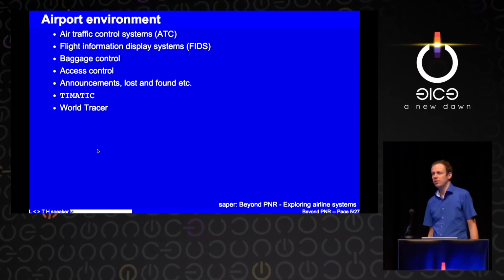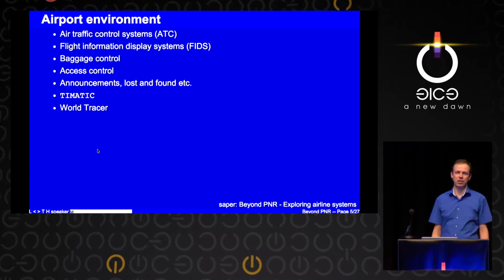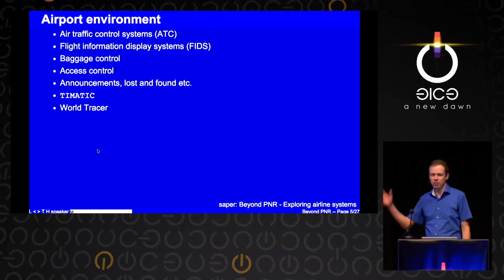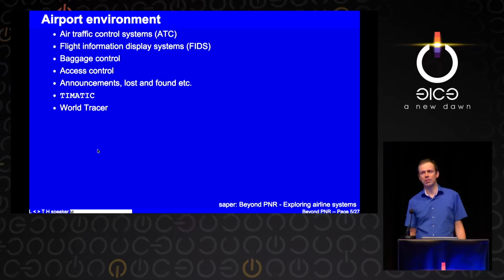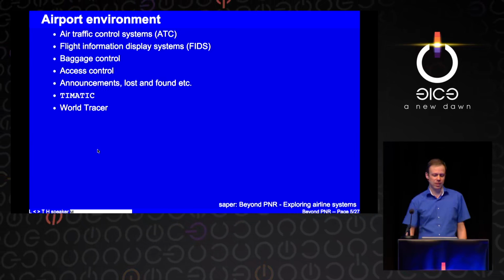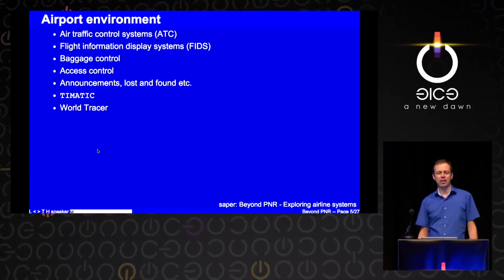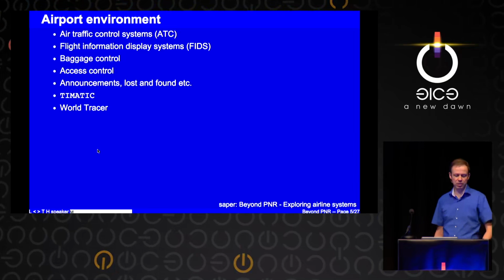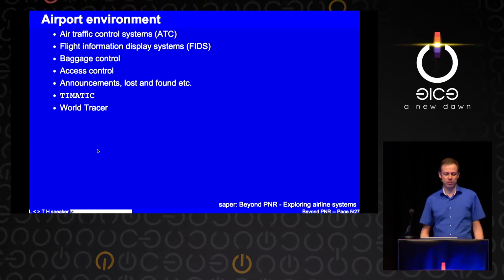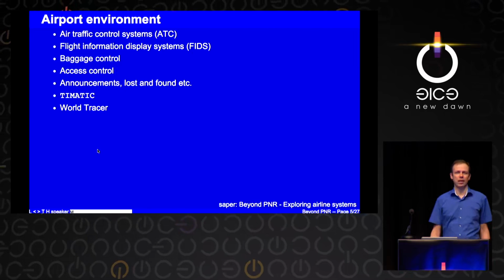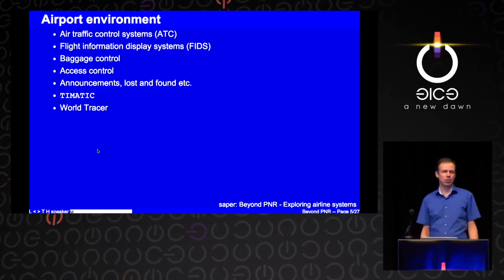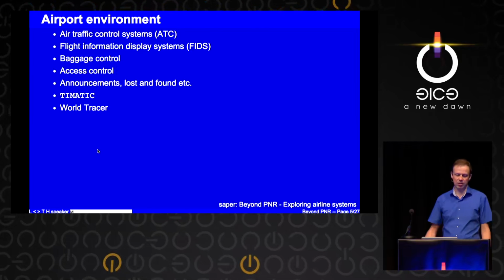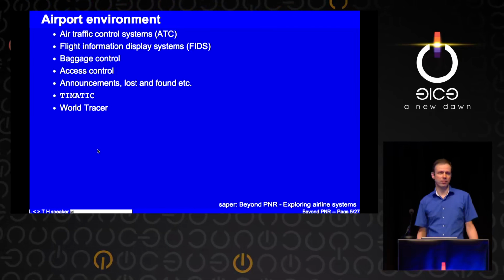First, I want to dive into the airport environment. Typical software you see on airports: obviously the first and most important are air traffic control systems, everything responsible for safety in flight. Then you have simple things like flight information display systems, those that manage all the fancy displays around the airport and all the information passengers are getting. Systems for baggage control, making sure everything gets where it should. Access control, limiting access for employees and crews. Plus small things like announcements, systems for lost and found, et cetera.